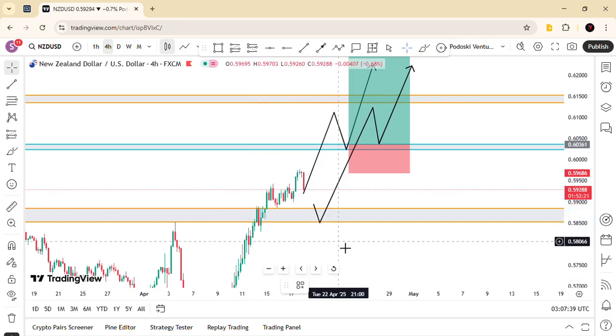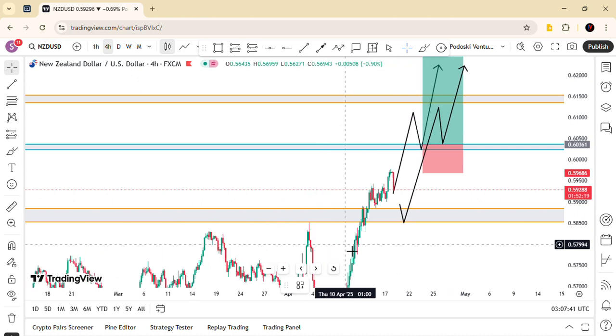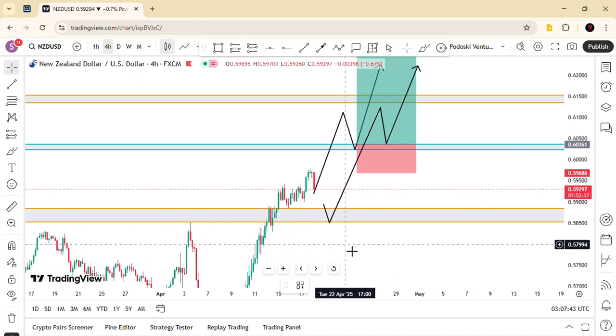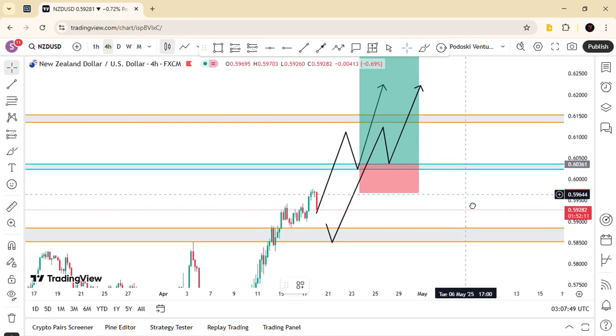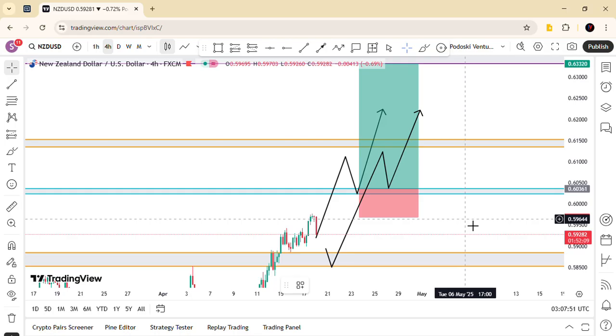But it's normal. You don't have to stress about it. If you have been trading for long, you know that those things happen. Not all the time will your setup play out, but when it plays out, it will play out massive for you. So it's normal.